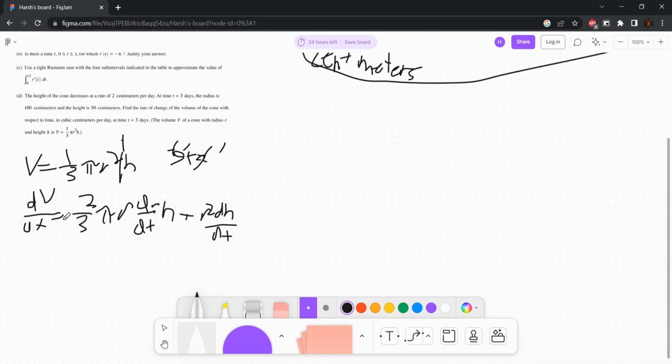So all we need to find is dV over dt, and we know what pi is equal to, like in a calculator. So r, if we look at it, r is equal to 100. And then dr over dt is equal to, find the rate of change of the radius.